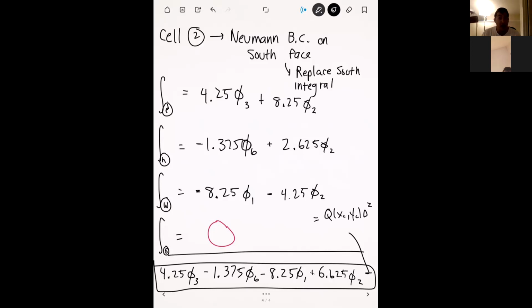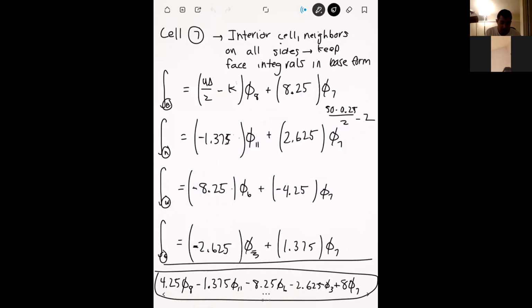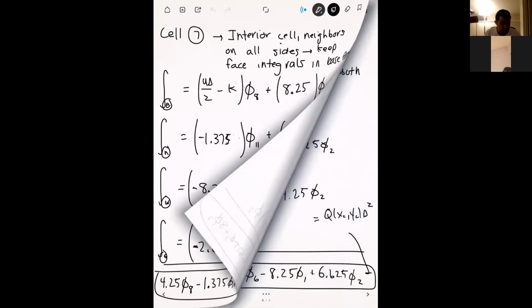Just like I mentioned in the midterm review, you can use this four integrals method for the midterm too. When I ask you to find the finite volume equations for just diffusion, you can use this exact same process. It's just that you would set the convection velocity to 0, and I think that's kind of what I did in the midterm review as well.